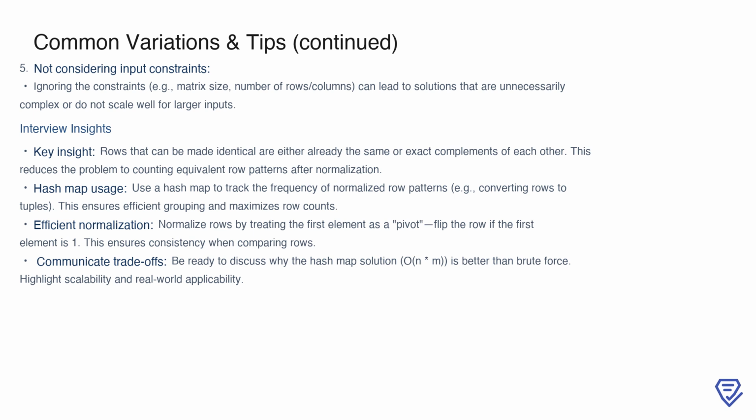For normalization, you can use the first element of each row as a pivot. Flipping the row if the first element is 1 ensures consistent comparison across rows. Additionally, in an interview setting, it's important to explain why this hash map-based solution, with its O(n*m) complexity, is superior to brute force. Emphasizing its scalability and real-world applicability can set your solution apart.